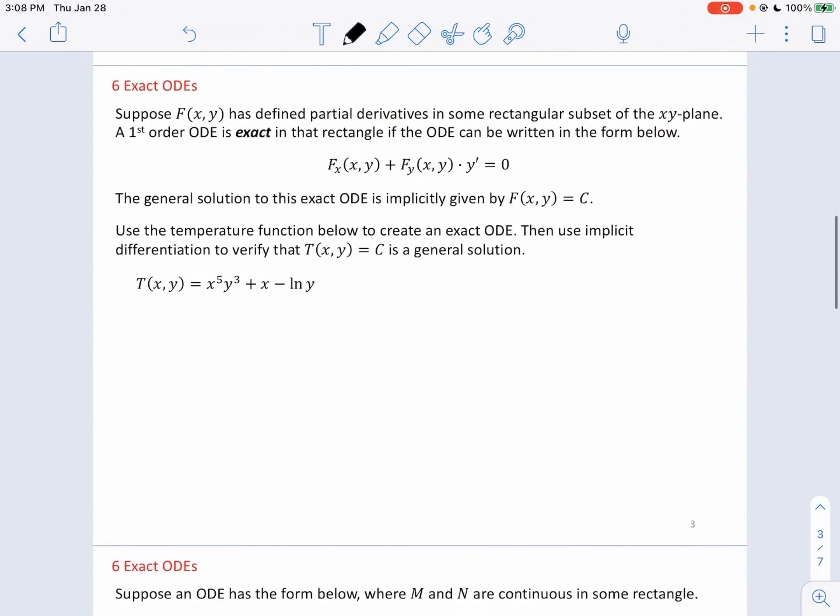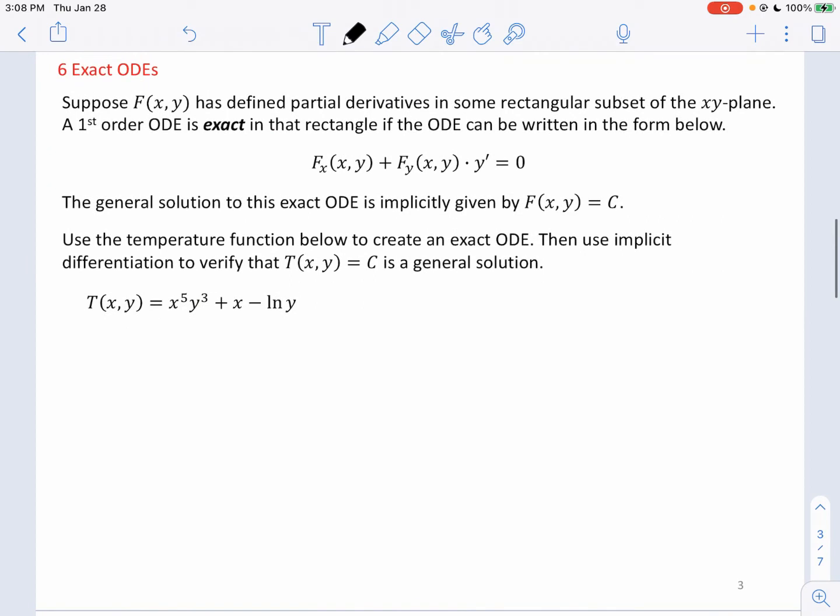Okay, now we're going to get to our differential equations material. Suppose capital F is a function of two variables, x and y. It has defined partial derivatives in some rectangular subset of the xy plane. A first-order ODE is exact in that same rectangle if the ODE can be written in the form below.